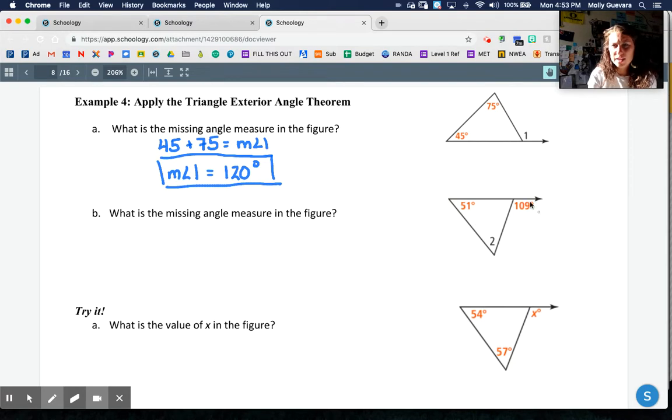Same thing here. Here's my exterior angle. These are my 2 remote interior angles. So this tells me that 51 plus the measure of angle 2 equals my exterior angle, which is 109. Okay, so my 2 remote interior angles added together gets me my exterior angle. So if I subtract 51, I get the measure of angle 2 is equal to, and 109 minus 51 is 58.